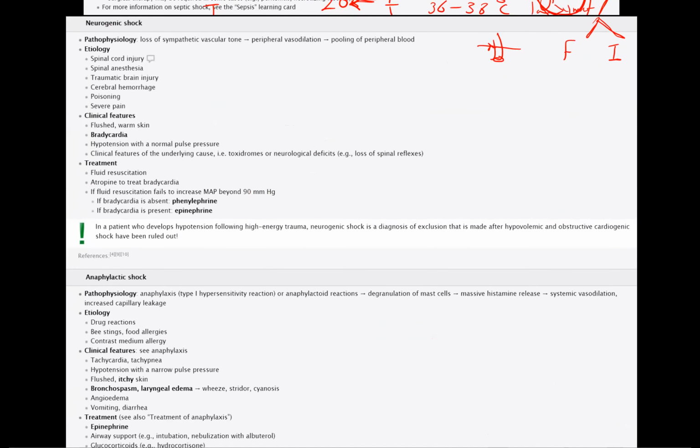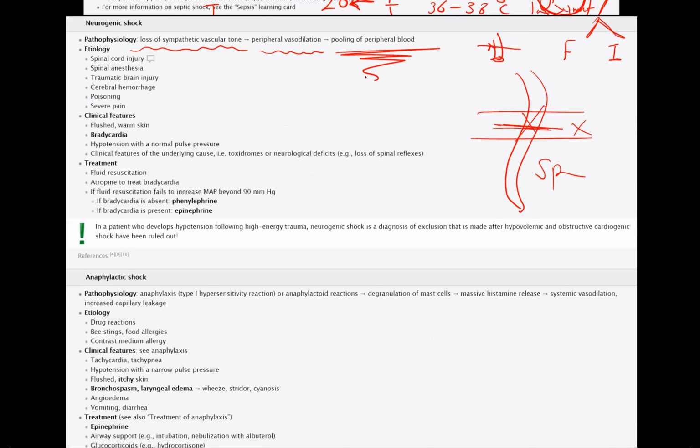We have neurogenic shock, loss of sympathetic tone. The problem is in the spinal cord itself: damage to segments, hemisection or complete section. This leads to loss of sympathetic tone, peripheral vasodilatation and pooling of peripheral blood, decreasing systemic vascular resistance, the same as in septic shock.